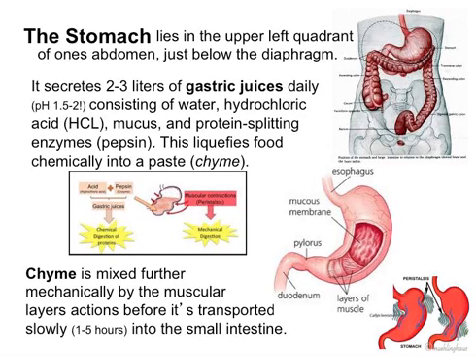It secretes 2 to 3 liters of gastric juices each day. That's a lot of volume. Again, a liter is approximately a quart, so it's 2 to 3 quarts of gastric juices. The gastric juice's pH is 1.5 to 2, so that's very, very acidic. It has a consistency of water and a lot of hydrochloric acid, which brings the acidity to it.